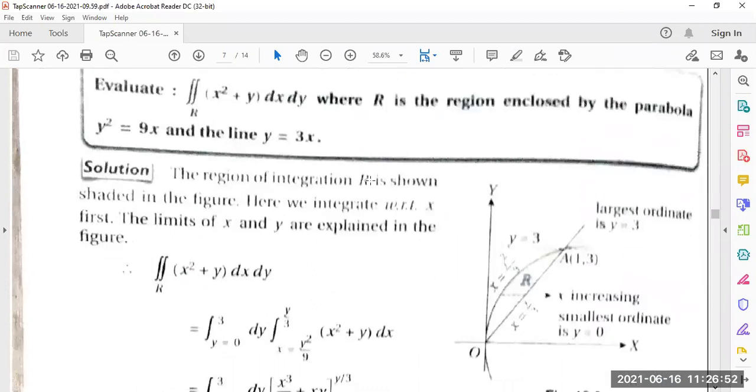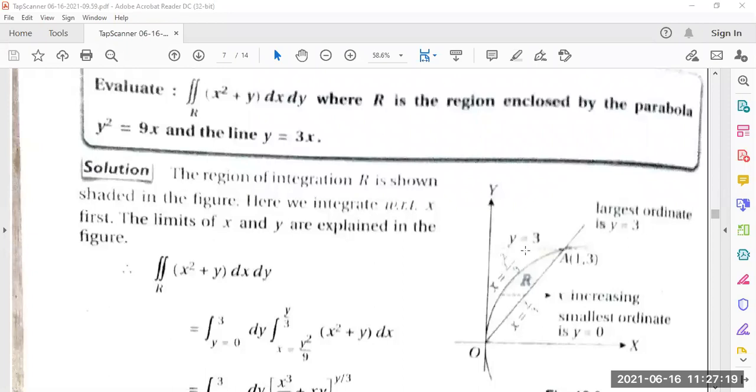We are going for our problem. Time is very short. Within 5 minutes, we have to cover this problem. Here it is given: evaluate the double integration over R of x square y dx dy, where R is the region enclosed by the parabola y square equal to 9x and the line y equal to 3x. Here we are drawing the parabola and the line. This is the line y equal to 3x, and this is the parabola y square equal to 9x. Both of them cut at the points 0, 0 and 1, 3.